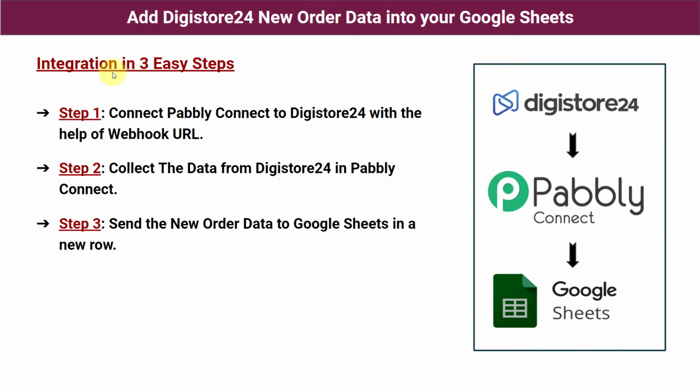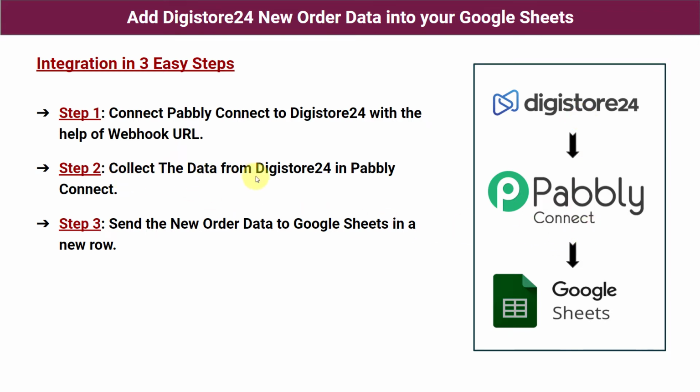So guys, these are the 3 easy steps by which you can also make this integration or connection between Digistore24 and Google Sheets. Okay, so step 1 is connect Pabbly Connect to Digistore24 with the help of Webhook URL. So first of all, we are going to open Pabbly Connect and connect our Digistore24 with Pabbly Connect.